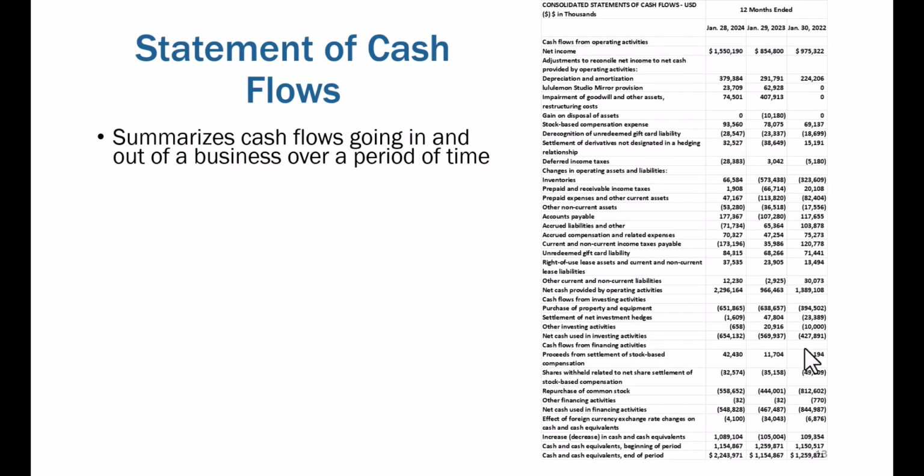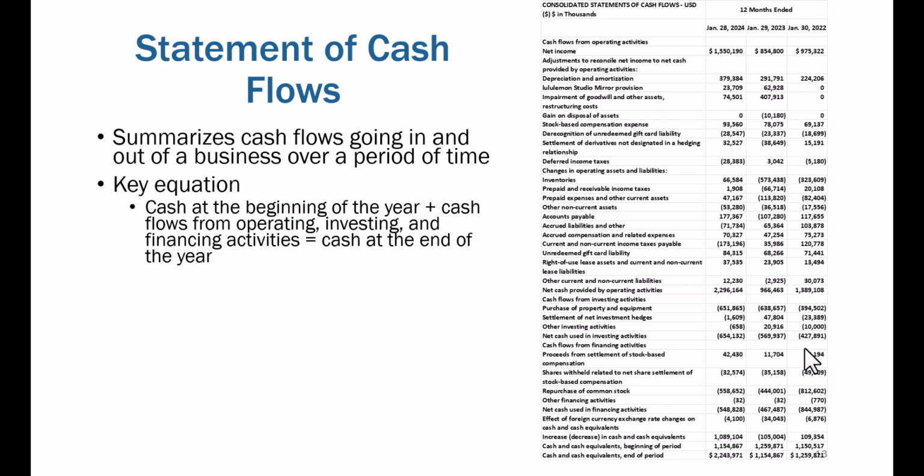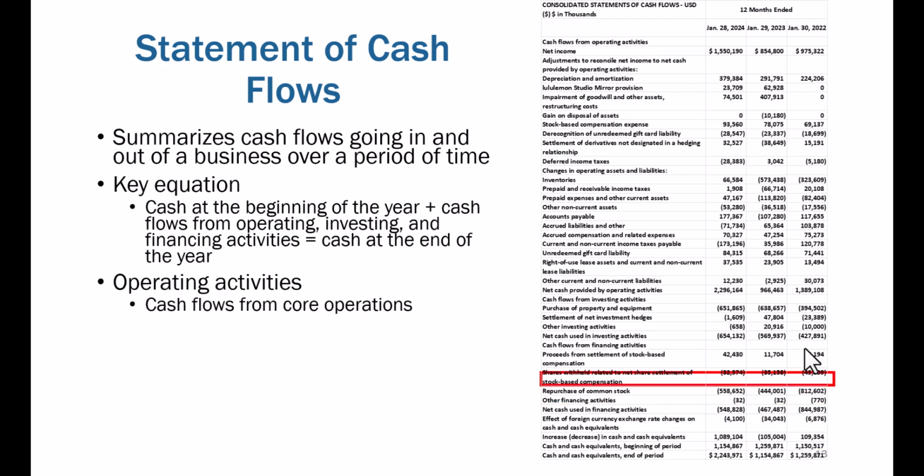The statement of cash flows summarizes cash flows going in and out of a business over a period of time. And the key equation in this one, we look at cash at the beginning of the year, and then we add to it cash flows from operating, investing, and financing activities, and that gives us cash at the end of the year. And sometimes those are not all positives. So operating activities, hopefully it's positive for an established company. That's cash flows from operations.